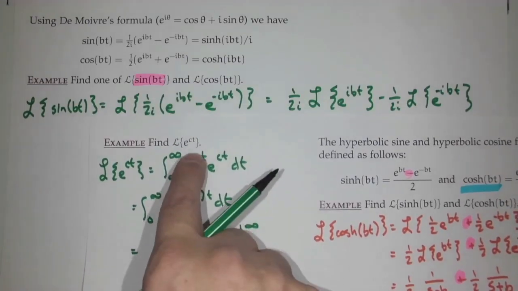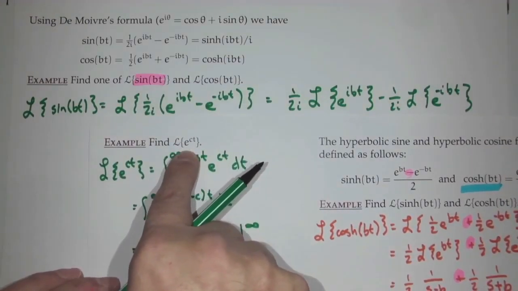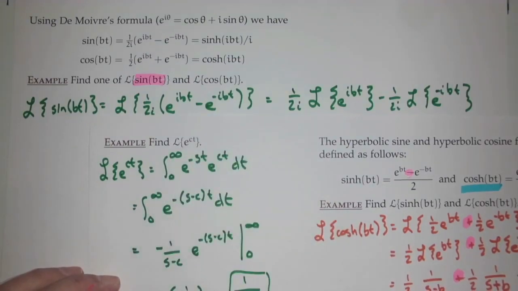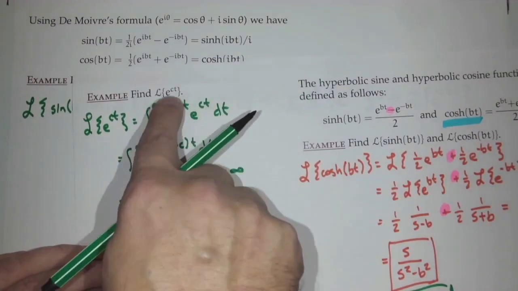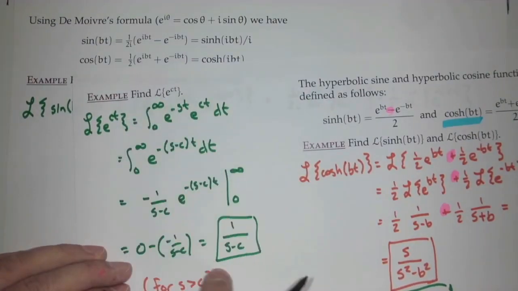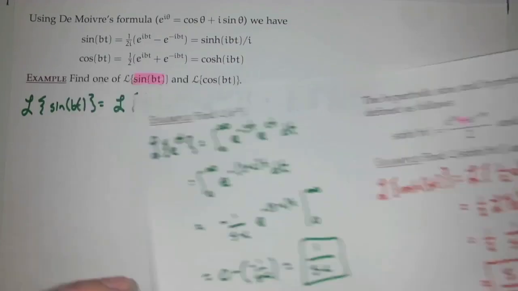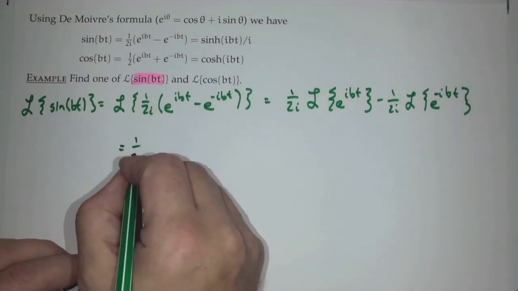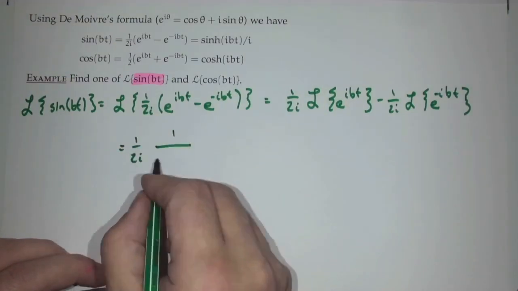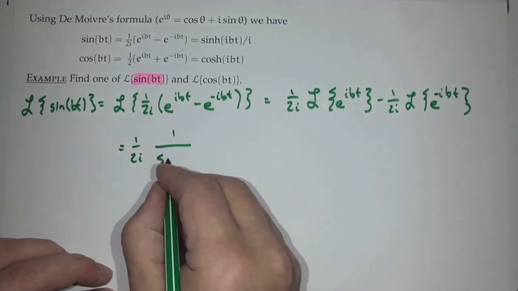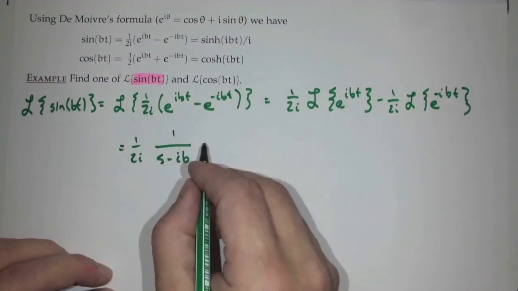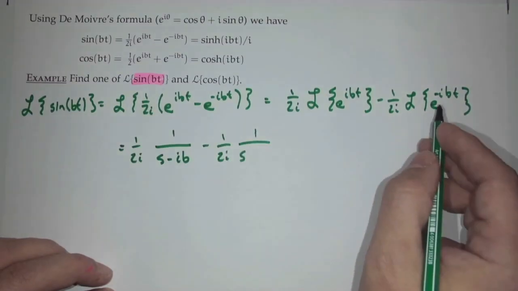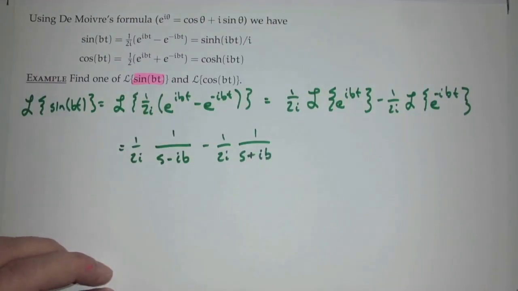So what we can do is we can use our rules for the Laplace transform of the exponential function e to a constant t. It's going to be 1 over s minus that constant. So the Laplace transform of e to the constant t is 1 over s minus the constant. We're going to use that same rule. It still applies. So that's 1 over 2i, 1 over s minus ib, minus 1 over 2i, 1 over s minus minus makes plus ib.